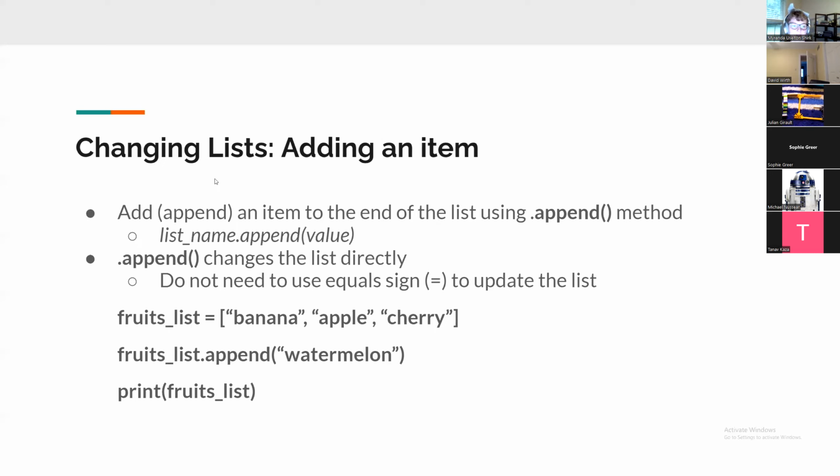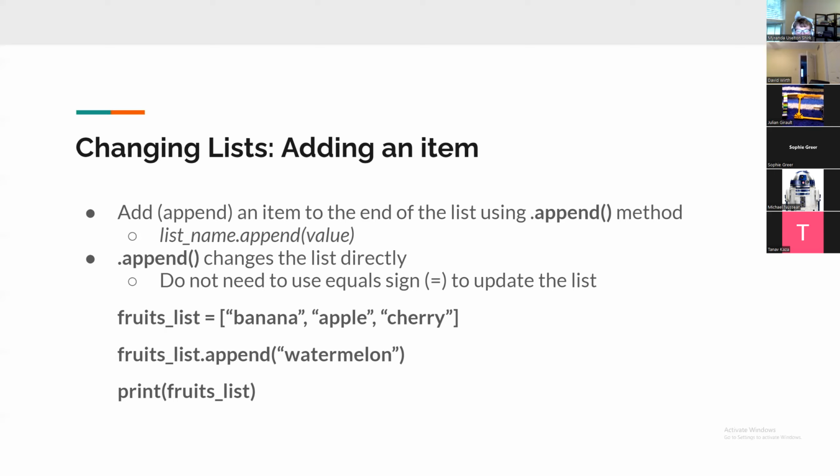Okay, so the first method that I want to talk about is adding an item. This is a very common action. You add, or we call it append, an item to the end of the list using this dot append method. And the syntax here is the list name dot append, open parentheses, the value that you want to append, so whatever value you want to add to the list, and close parentheses.